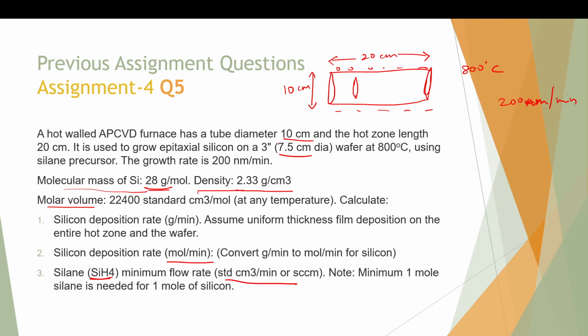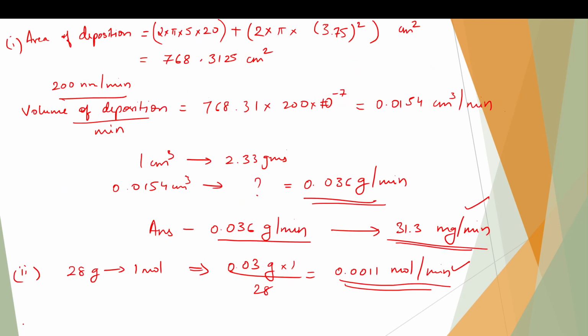So for that we will use the value that they have given us. Molar volume is 22400 standard centimeter cube per mole. So for 0.0011 moles we will require this times 22400 SCCM of silane, SiH4. So that will be something around 25 SCCM.